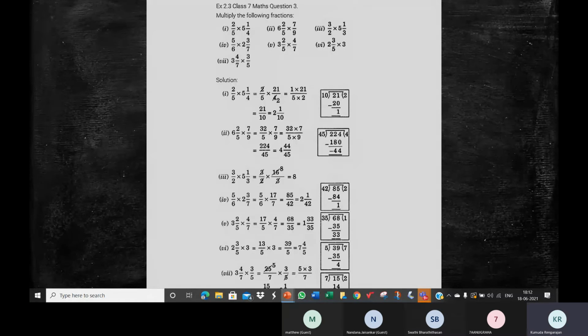Yes, ma'am. And the same for division, just one new step. Now supposing it was 2 by 5 divided by 5 1 by 4. Then you should write 2 by 5 divided by this fraction, which is 21 by 4. So 2 by 5 divided by 21 by 4.